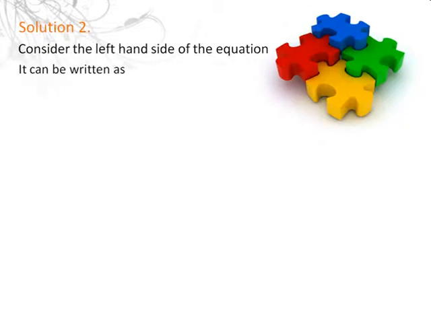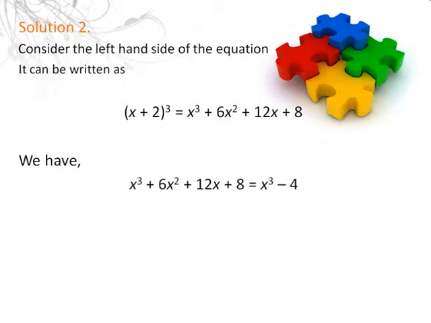Take the left hand side of the equation. It can be written as x plus 2 whole cube, which is the same as x cube plus 6x square plus 12x plus 8. Remember, a plus b whole cube is same as a cube plus b cube plus 3a square b plus 3ab square. We just apply that formula to get the above equation. So we have x cube plus 6x square plus 12x plus 8 equal to x cube minus 4. I just substituted the above equation into the problem.